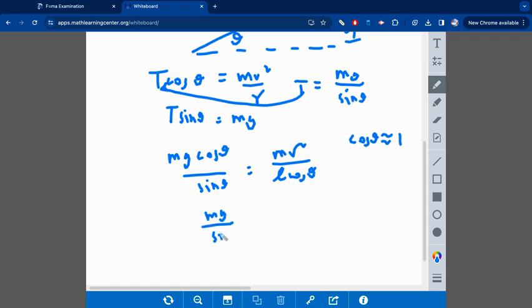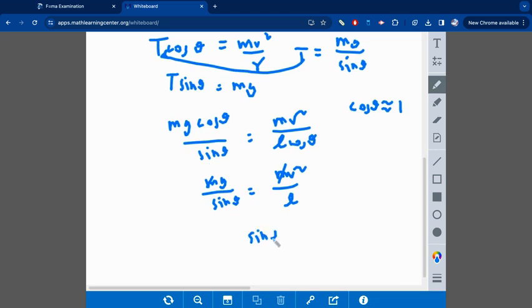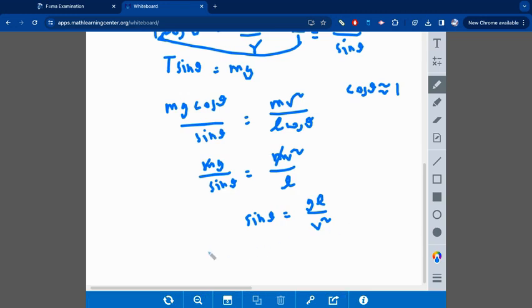So now we have that mg over sine theta equals mv squared over L, which means that sine theta equals gL over v squared. So which is 5 over 15 squared. So arc sine of 5 over 225 is 1.27 degrees.